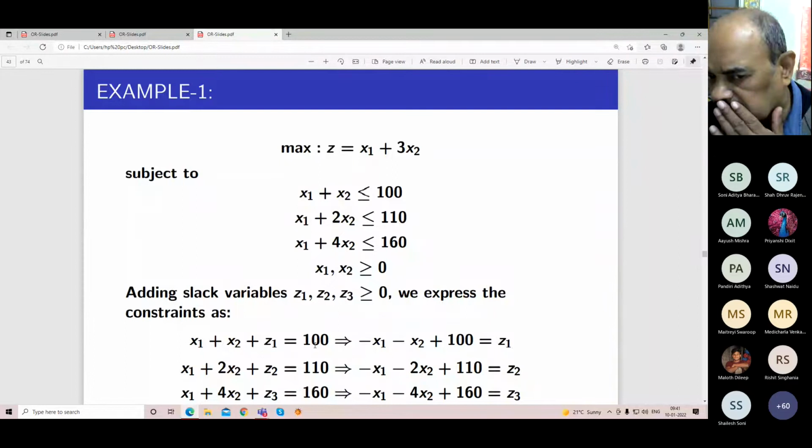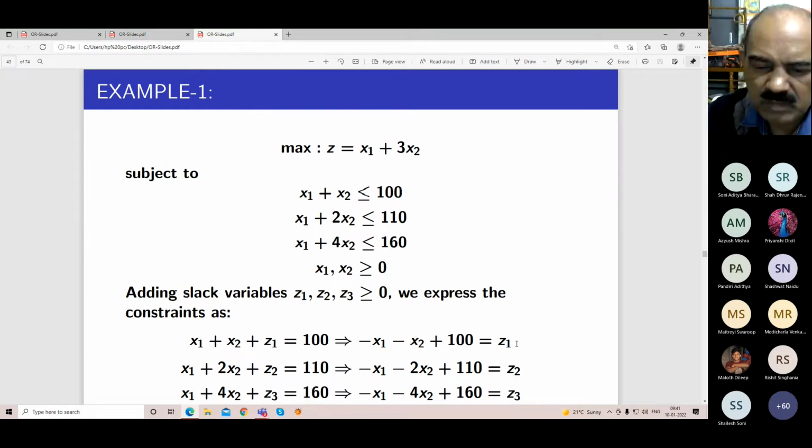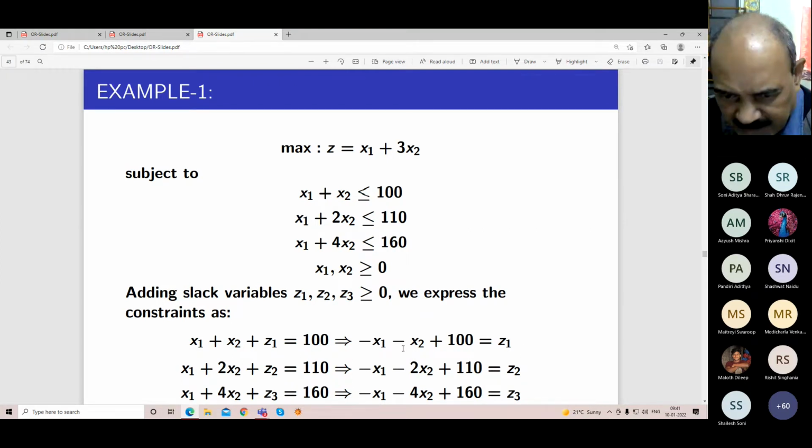With respect to the first inequation, x1 plus x2 plus z1 equal to 100. Once you are adding in this manner, you can write x1 plus x2 plus z1 equal to 100, or you can write minus x1 minus x2 plus 100 equal to z1. Why are you doing it in this form? As soon as I set x1, x2 to 0, z1 equal to 100.